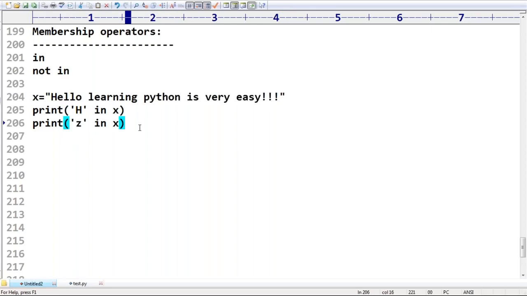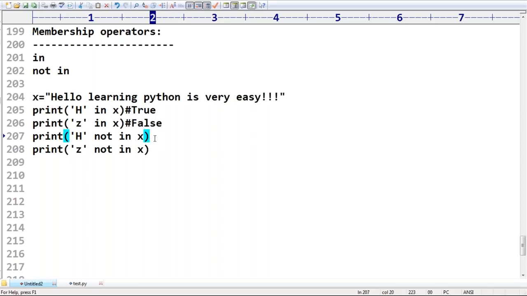Now I'm taking h not in x, and next z not in x. Like this I'm asking. For the first one, what is the answer? True is the answer, because it is available. The second one, h not in x: false is the answer, because h is already there, and he is asking about not in x. What is the last one? z not in x. z is not there, that's fine, true is the answer.